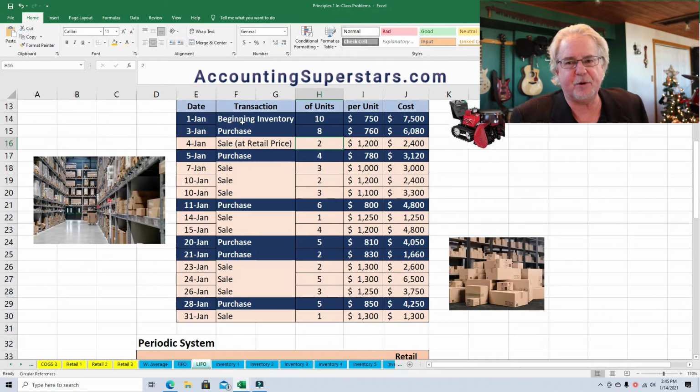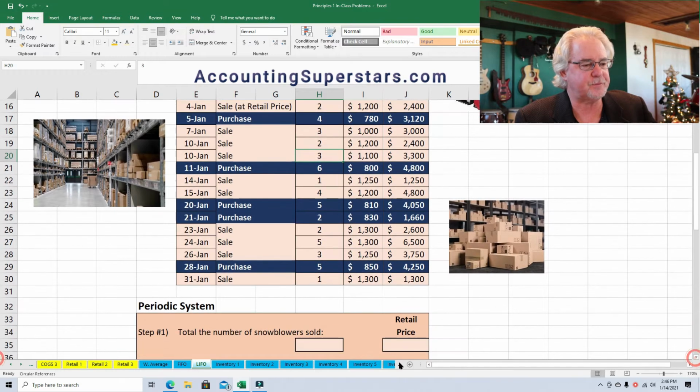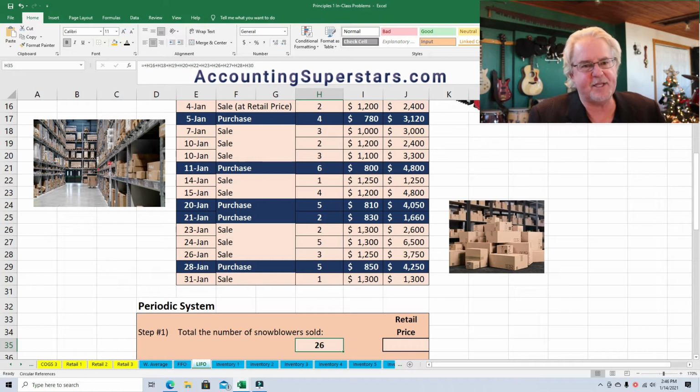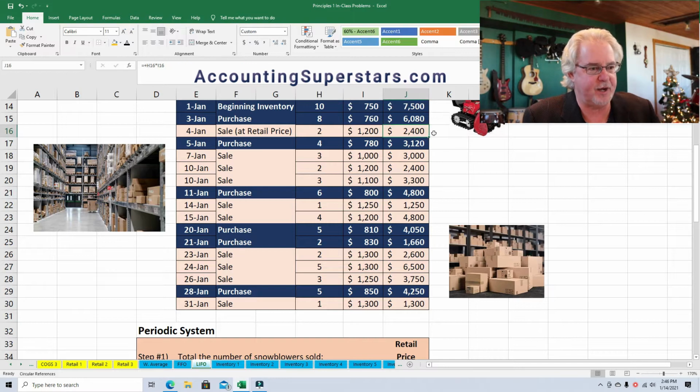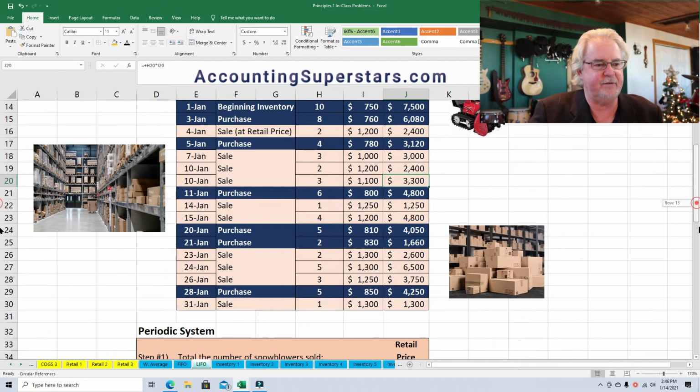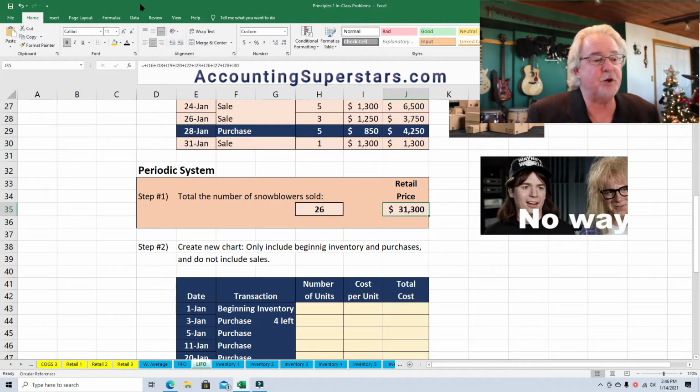The number of snowblowers sold are in the pink salmon color. Fred sold 2 here, sold 3 more, sold another 2, sold 3 more, and so on and so forth. If you add up all the snowblowers that were sold, the grand total is 26 snowblowers sold. Now we need to do the same thing for the retail price of the snowblowers sold. If you add up the $2,400 worth of snowblowers sold, the $3,000, the $2,400 and the $3,300 and so on and so forth, you get a grand total of $31,300 worth of snowblowers sold.